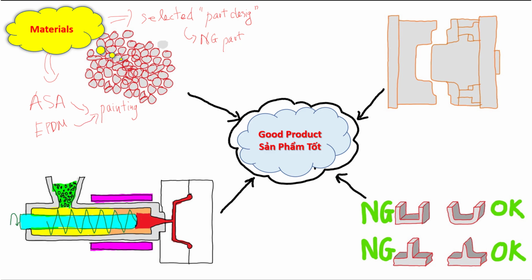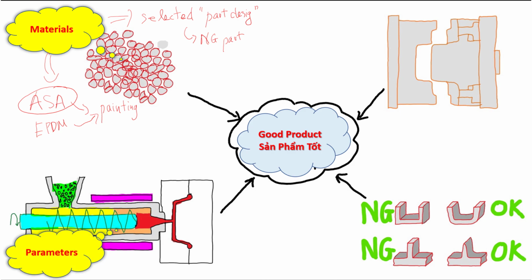Or another example, you are living in cold weather, so your parts must have good enough strength to resist breaking from the cold impact of the weather. You can use ASA or some material that is good enough in cold weather.